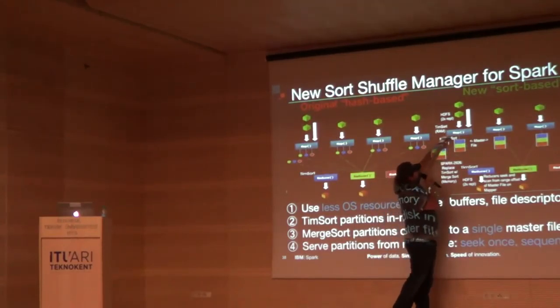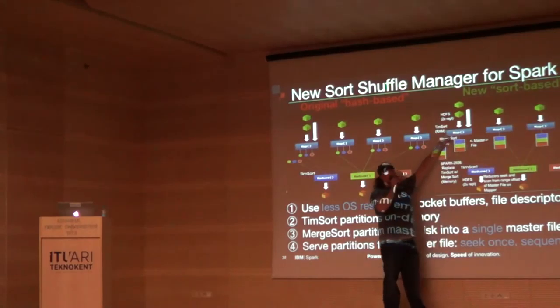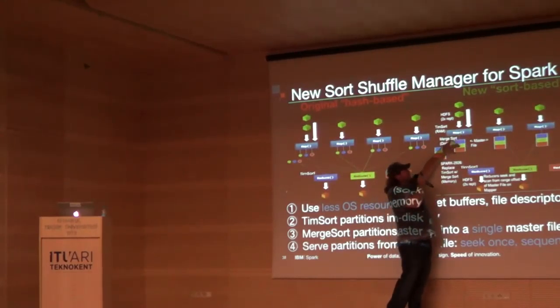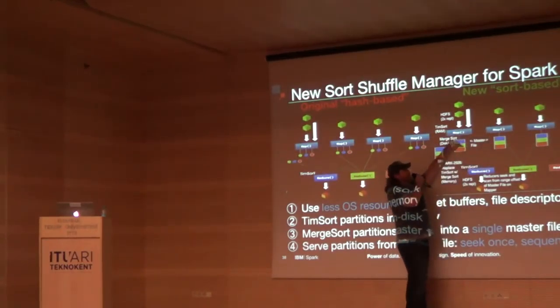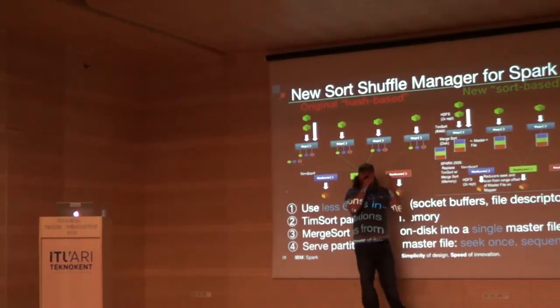So one thing they did, they started to actually sort on the mapper. So this data is now maintained in a sorted manner. When this reducer goes to each machine, it's going to already get pre-sorted data pulled down. And then you can do a very quick merge sort.